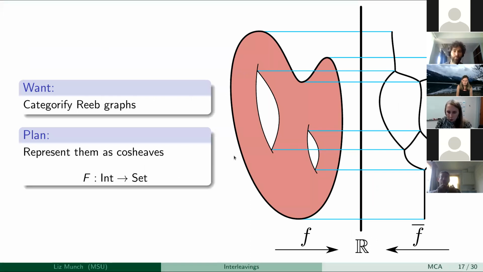So the goal here again is to try to use this setup with the interleaving distance setup we had before in order to come up with a metric. And so the easiest way, for people with a category theoretic background, to view this is to swap out these geometric objects for some set valued co-sheaves and show that this basically encodes the same information and then run from there.